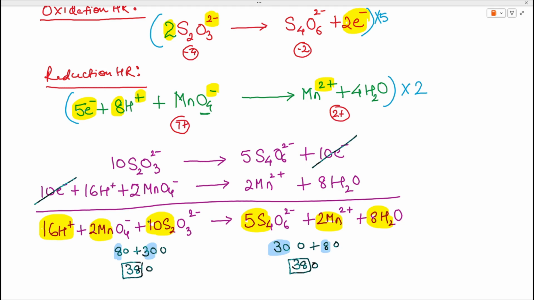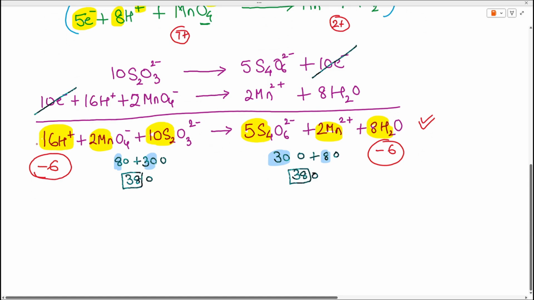Now the last thing is just to check the charge. The charge over here is 16 positive and 2 negative, which gives us 14 positive and 20 negative. So this gives us a total charge of -6 on the left. Let us check it on the right. So we have 5 times -2, which is -10, and 2 times 2, which is +4, and -10 +4 makes a total of -6. So this is our chemical equation which is balanced in acidic medium.